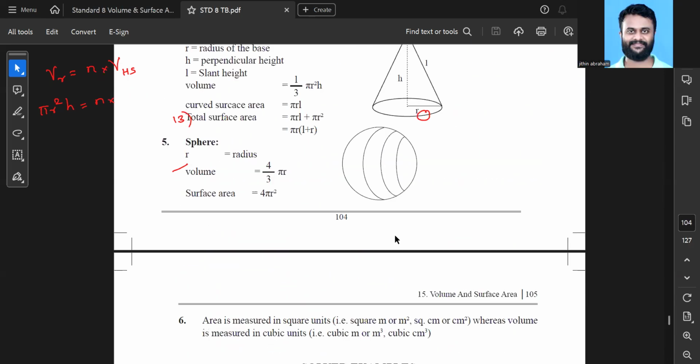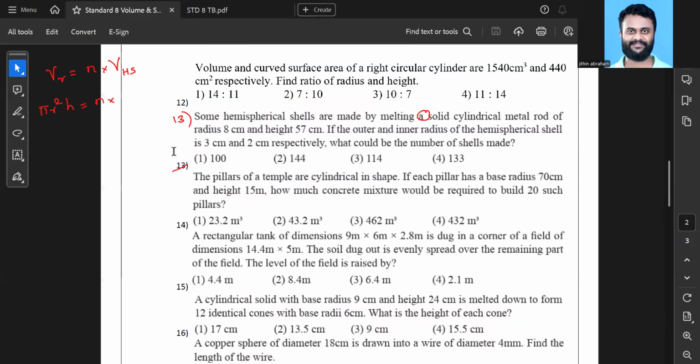So, my dear child, we know the sphere's volume is 4 by 3 pi r cube. Now we are speaking about the shell's volume. So shell means what? A shell is basically empty from inside. So shell means sphere only. So in this case, the volume of a hemispherical shell is outer volume minus inner volume. So 4 by 3 pi radius of outer surface cube minus 4 by 3 pi radius of inner surface cube. So I'll take 4 by 3 pi common and I'll write radius of outer surface cube minus radius of inner surface cube.